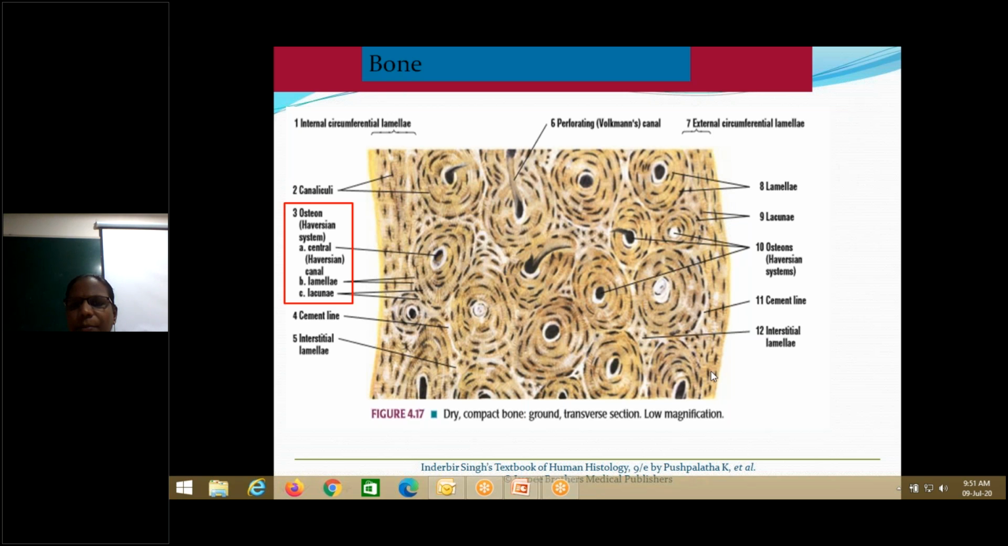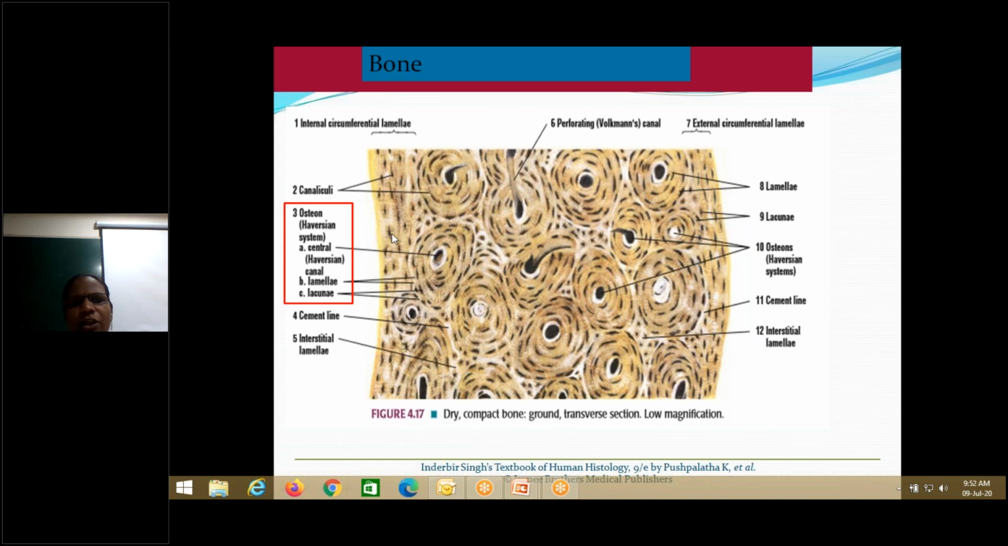This is the periosteum part. This is the endosteum part. Near the periosteum, the lamellae are seen with lacunae and the canalicular part. Inner to the periosteum, the lamellae with lacunae and canalicular parts are present. That we call the external circumferential lamellae.